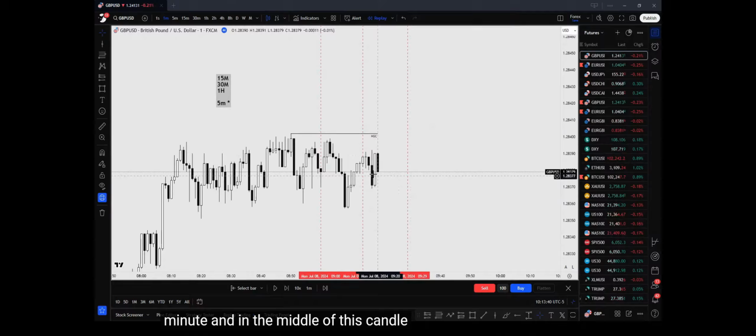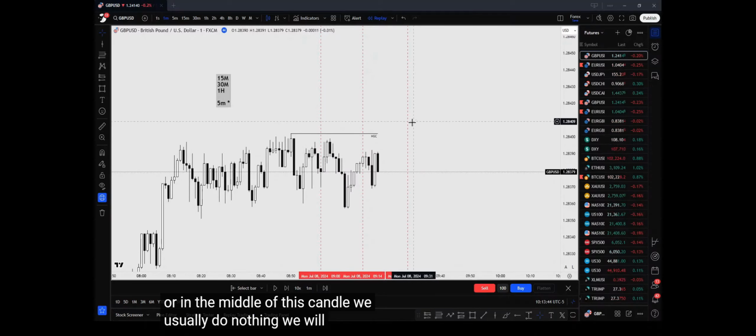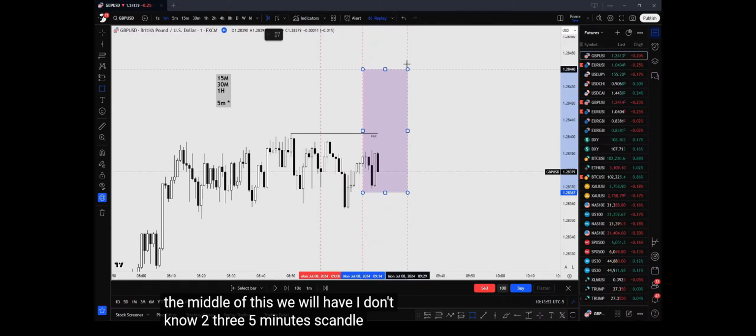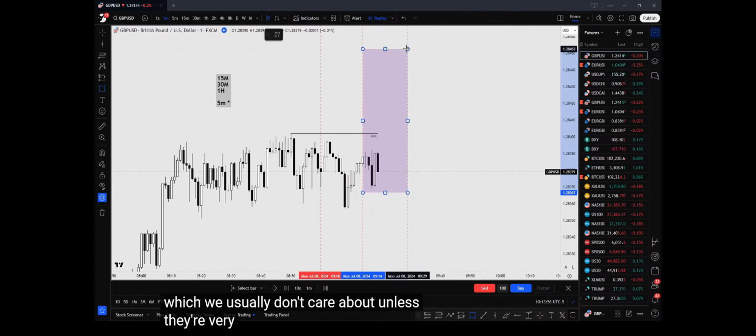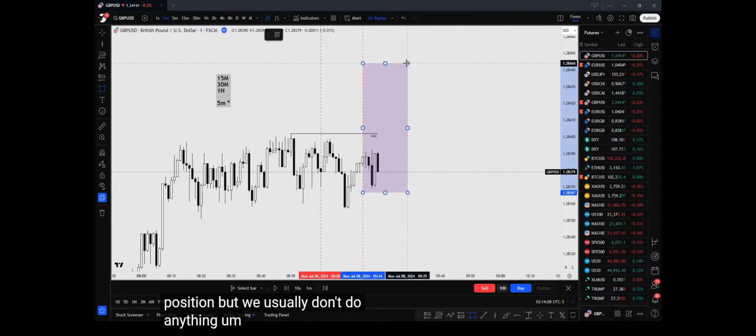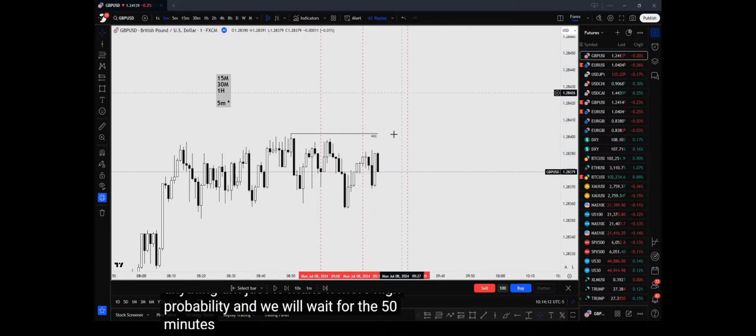And in the middle of this candle, we usually do nothing. We will wait for the close of the 15 minutes candle. In the middle of this, we will have, I don't know, 2, 3, 5 minutes candle close, which we usually don't care about unless they're very fast and very obvious and clear GCs. We might add our first position, but we usually don't do anything, just to make it more high probability, and we'll wait for the 15 minutes close.